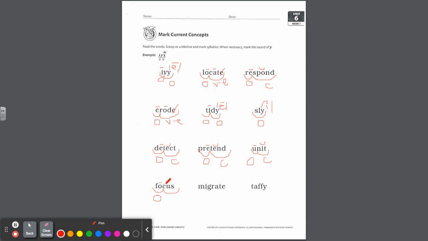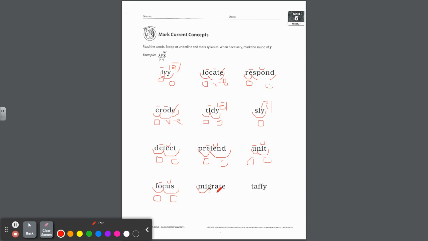Focus. This I'm going to say short. Some people might even argue and say that sounds like a schwa because it could sound like focus with an I. I wouldn't mark it wrong if you mark that with a schwa, okay, because it's kind of unexpected, but it is closed. It's making a short vowel sound there, okay.